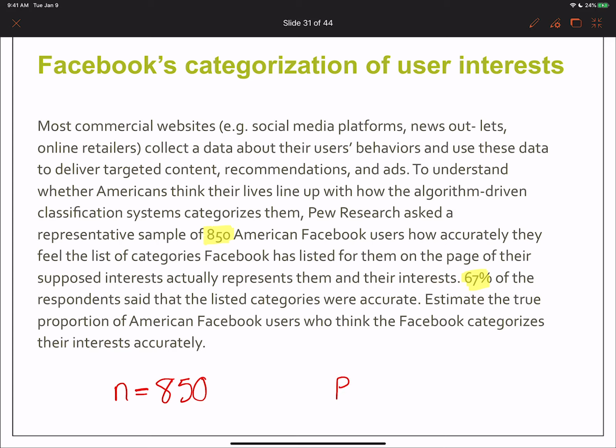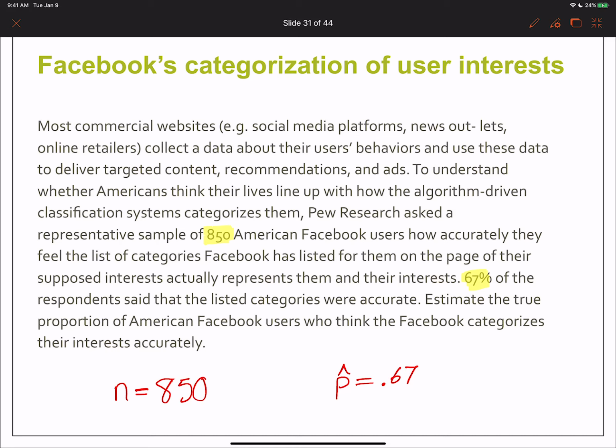And what is p hat, or the proportion value that we got from here? 67%, or 0.67. Thank you very much. You get a ticket, Joyce. One ticket for you.